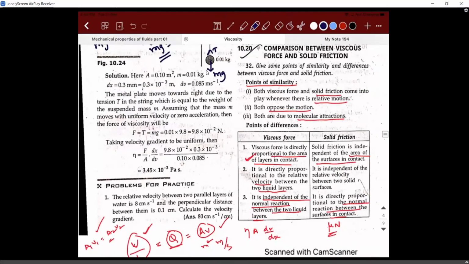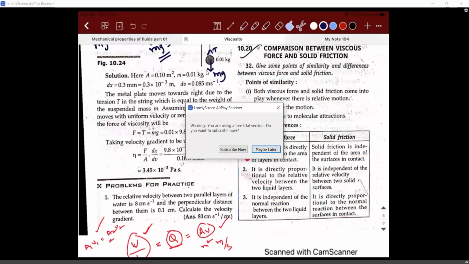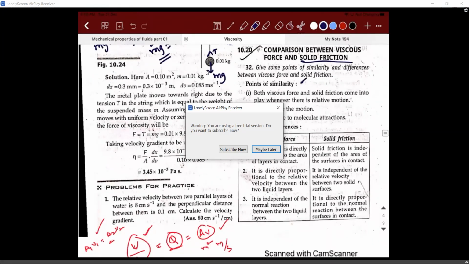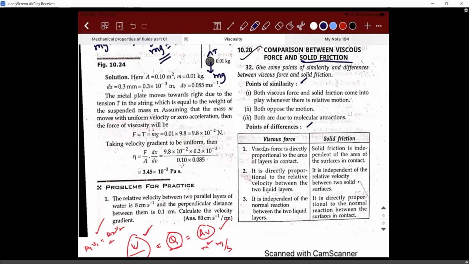Okay. So now we will go to the next concept, that is comparison between viscous force and solid friction. Let's see what are the points of similarity and points of differences. So first, the points of similarity: both viscous force and solid friction come into play when there is a relative motion. The work of friction in this whole world is only to oppose the relative motion. Secondly, both oppose the motion. Third, both are due to the molecular attraction that is happening. Okay. As I told you, it depends.